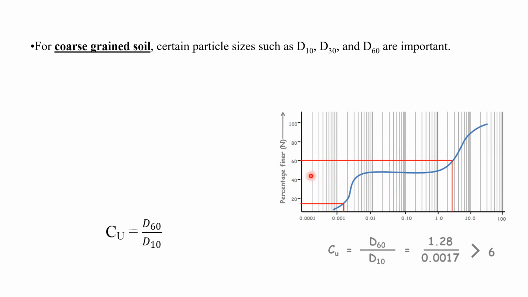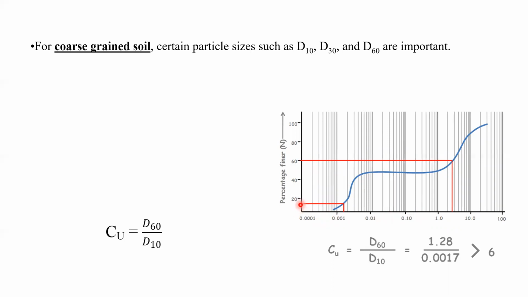That means what we can say about D60 is that 60% of the particles of the sample which you have collected from the site are finer than 5 millimeter size. That means 60% of those particles are less than 5 millimeter. Okay, that is the meaning.